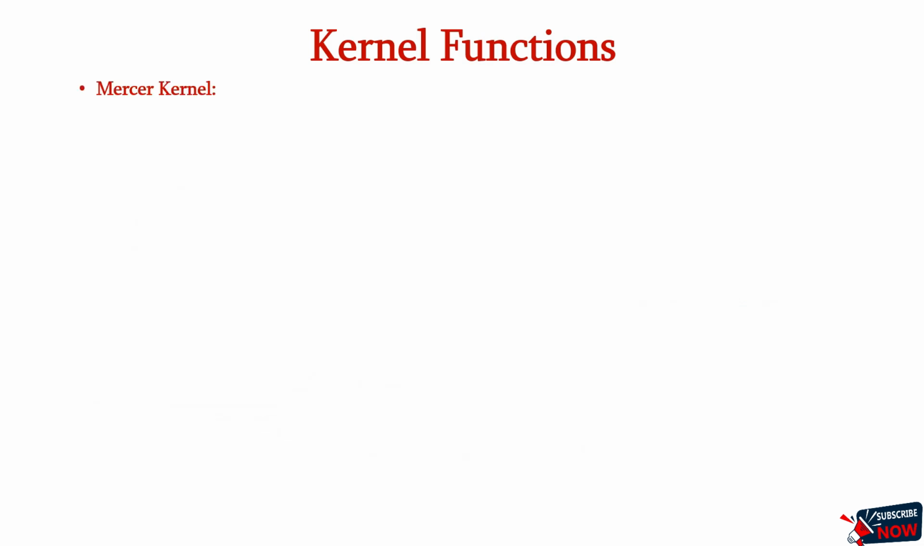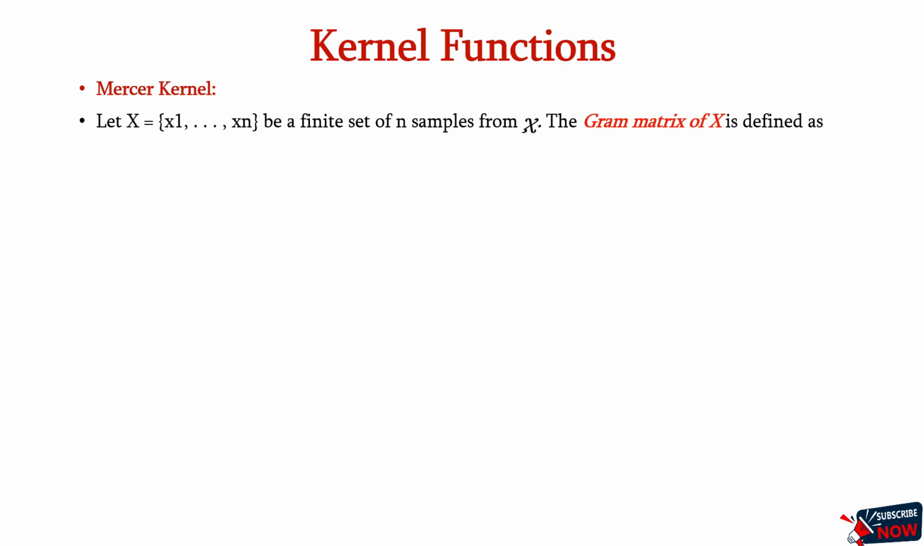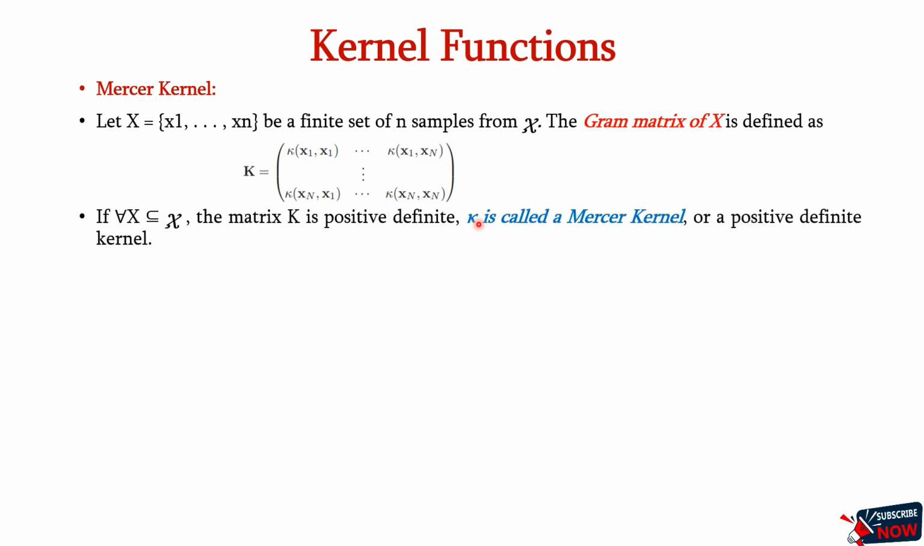Next, let us see about Mercer kernel. Let X is equal to x1 to xn be a finite set of n samples from input space X. The gram matrix of X is defined as K is equal to k of x1, x1 up to k of x1, xn, and here last row will be k of xn, x1 up to k of xn, xn. So this is the gram matrix. If for all x belongs to the input space X, the matrix K is positive definite, then the K is called the Mercer kernel or a positive definite kernel.